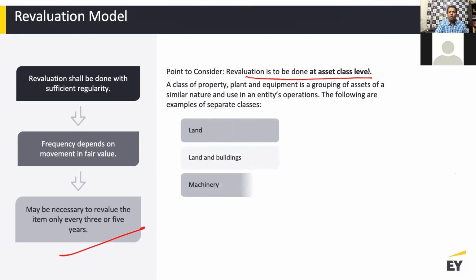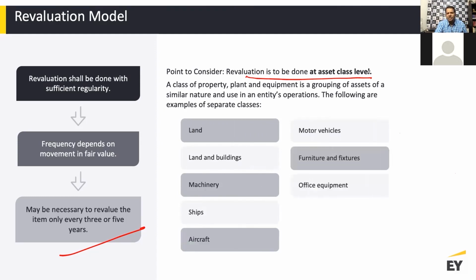Examples of asset classes could be land and building, machinery, ships, aircraft, motor vehicles, furniture, fixtures, office equipment, bearer plants, etc. You can choose the accounting policy for each asset class, either the revaluation model or the cost model. But whatever you choose is what you are required to follow on a consistent basis.